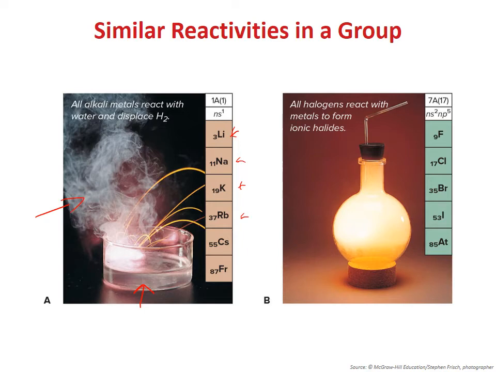Group 7, called halogens, from fluorine to chlorine to bromine to iodine, they also have similar properties. For example, they can react with metals to form ionic halides. For example, sodium with chlorine forms sodium chloride, the table salt. Sodium reacts with bromine to form sodium bromide.